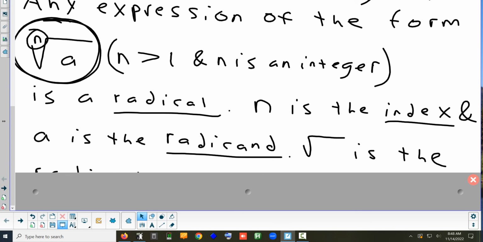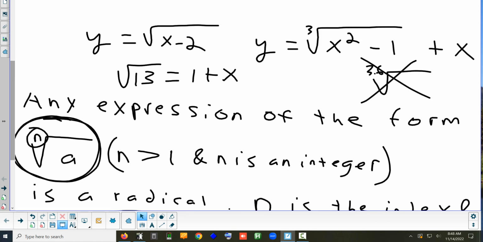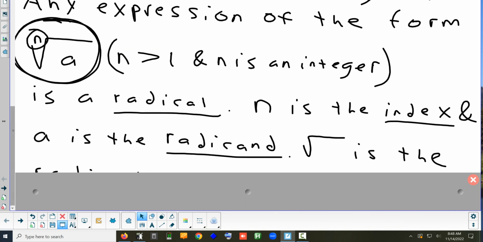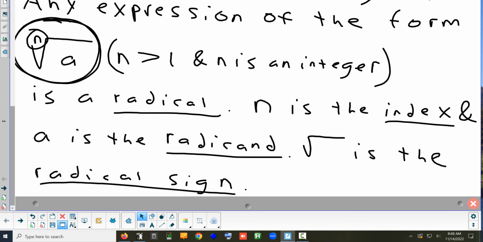The thing that is underneath the radical symbol, that's called the radicand. For example, if you have the square root of 13, 13 is called the radicand. It's the thing you're taking the root of. Whatever is underneath the radical sign, that's called the radicand. And then the actual symbol itself, which looks kind of like a check mark with the horizontal line, that's called a radical symbol. So those are some of the words we're going to see when we talk about radicals.